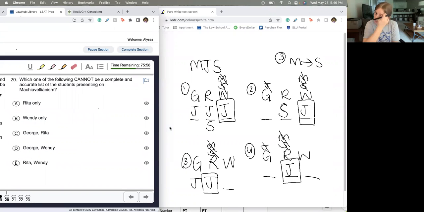Next one. Which from the following cannot be a complete and accurate list of the students presenting on M? So I'll give you like 45 seconds to look at this one. And we'll go over it for the sake of time.